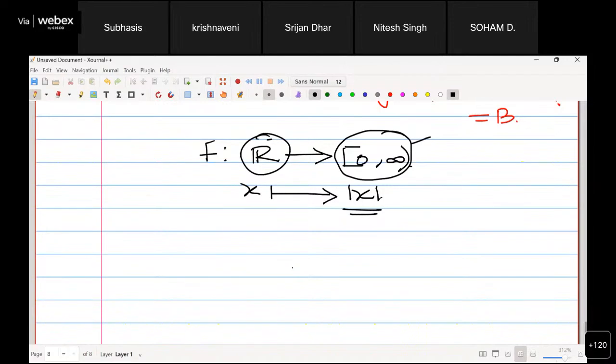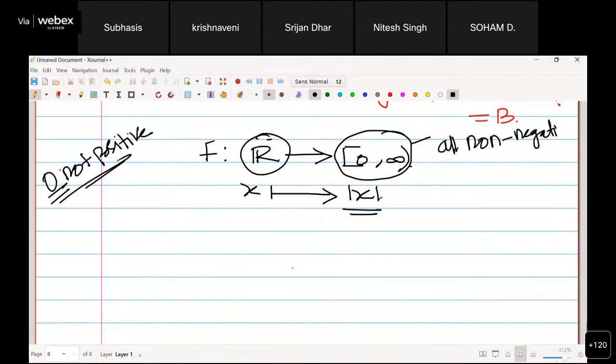I know you know the codomain, but you are saying it wrongly. It's actually not all positive real numbers. See, 0 is not positive. So the proper way of saying this is all non-negative real numbers. We are actually excluding all the negative numbers.